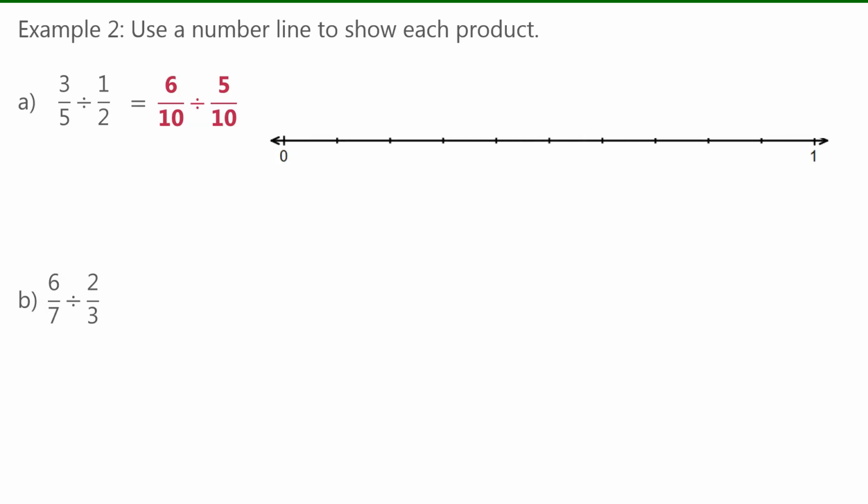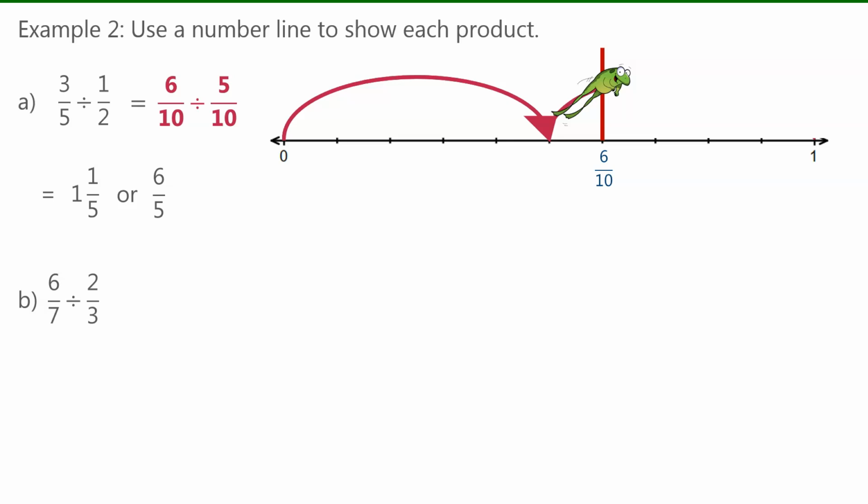So now I draw my number line and I split it into 10 pieces. I'm going to place a mark at 6/10. So I need to figure out how many jumps of 5/10 I'm going to make before I hit that wall at 6/10. So the frog can make 1 full jump and part of a second jump. So that means 3/5 divided by 1/2 is 1, and he makes 1/5 of the second jump. So 3/5 divided by 1/2 is 1 1/5. I can also count up the total spaces, and I can see that there's 6 total spaces and 6/10. I was trying to make jumps of size 5, so 1 1/5 is also equal to 6/5.